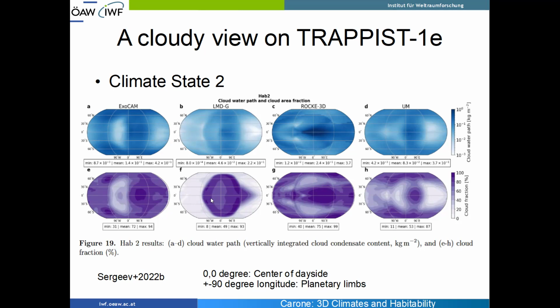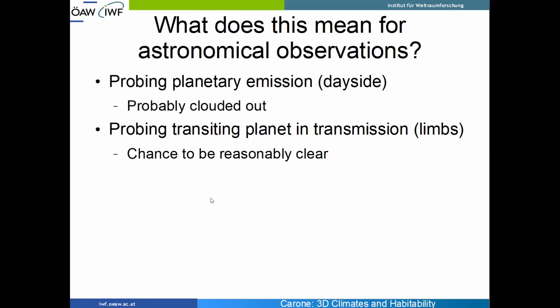And what does it mean for observations? You have two major ways to probe an exoplanet atmosphere. We either look at the emission of the planet itself, which means that you're looking mainly at the day side. If it is a climate state with a very efficient cloud machine, you probably won't see a lot, because it will be clouded out. If the planet is transiting in front of its host star, and we are able to measure the atmosphere via the stellar light interacting with the atmosphere directly in transmission, you're basically probing the planetary limbs.